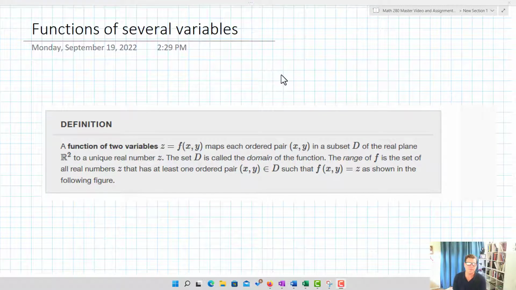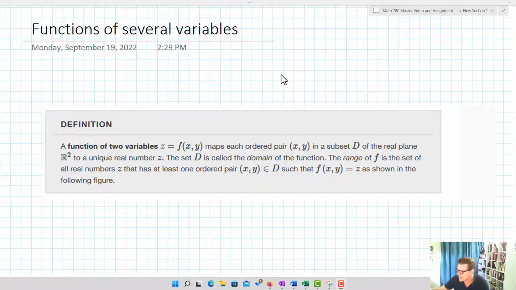All right, so we're going to take a look at the function of several variables, and I'm going to start this with a definition. This is just to introduce things. We're going to get a function of two variables, and that's going to be z equals f of x, y. So we're going to treat z as our dependent variable, and x and y as our independent variables.